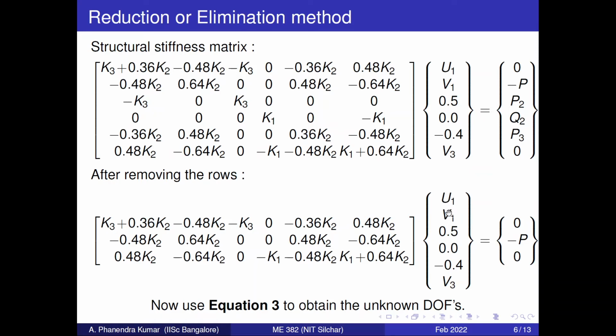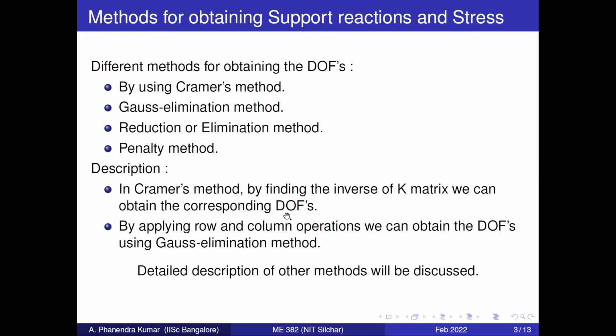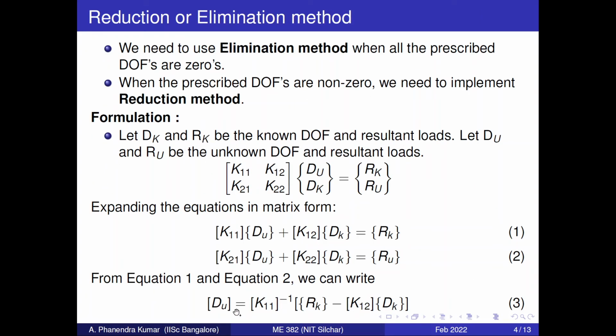So u1, v1, v3 will be the unknown degrees of freedom, and 0, 0.5, 0 and minus 0.4 will be the known values, and these are the known forces. So now we can go back to this equation where we need to find the unknown degrees of freedom when we know the known reactions and known degrees of freedom.